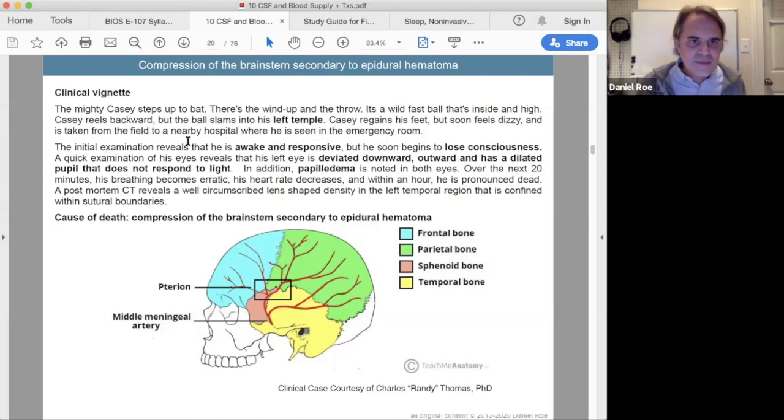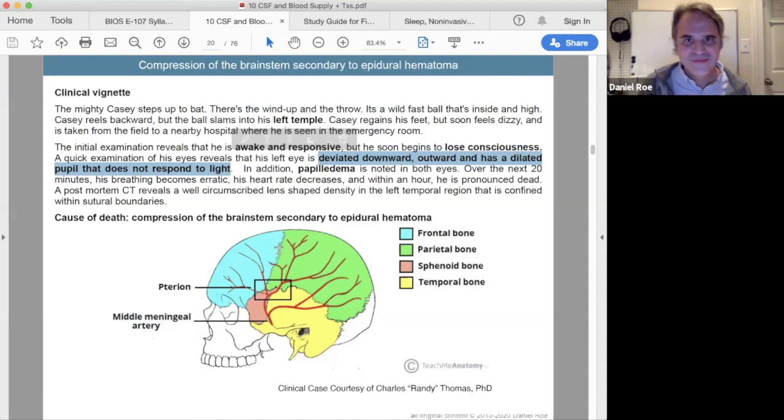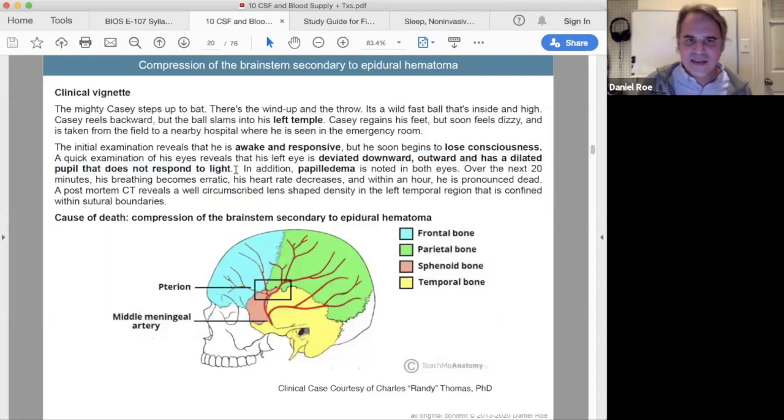The initial examination reveals that he's awake and responsive, but he soon begins to lose consciousness. A quick examination of his eyes reveals that the left eye is deviated downward, outward, and has a dilated pupil that does not react to light. Which cranial nerve is implicated? 3, right? That's the oculomotor nerve. So that's the effects on the oculomotor nerve.